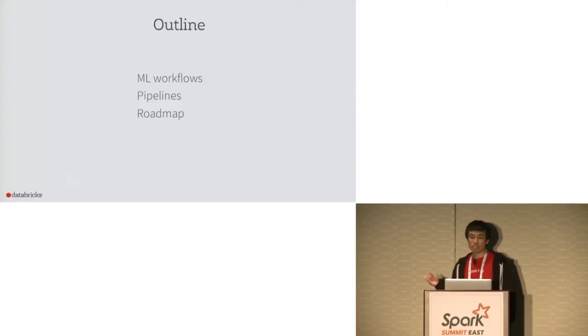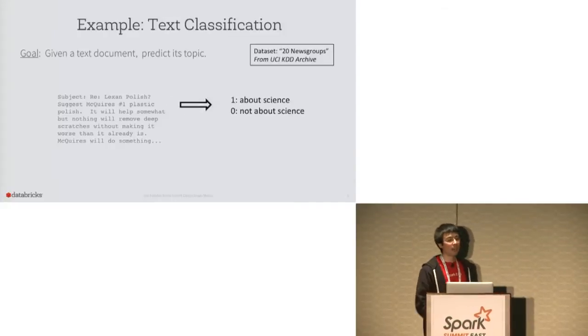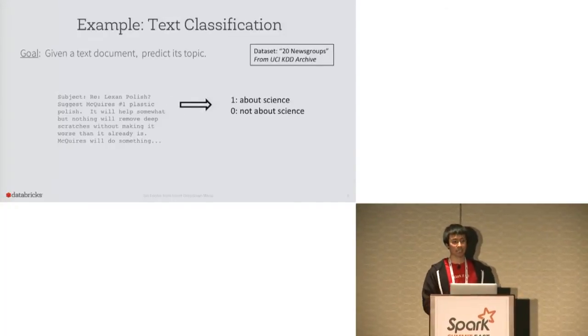So there will be three parts. First, I'll introduce what I mean by an ML workflow with a simple running example. Then I'll talk about the Pipelines API, which is our current solution to this, and then the roadmap ahead. So for ML workflows, I'll use a very simple text classification example.